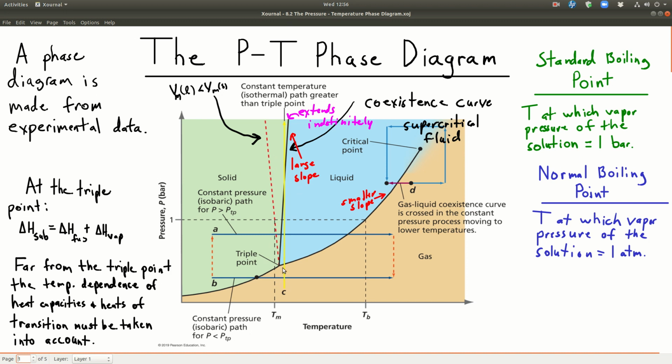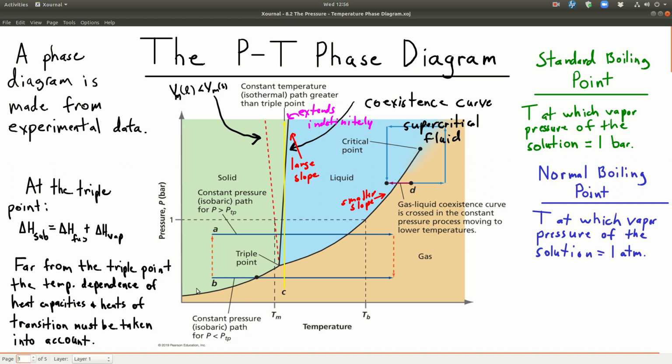On the other hand, if it's a normal substance where we have this positive slope for the solid-liquid coexistence curve, if we start down here, keeping the temperature the same, this is the yellow line right here. This is an isothermal line. So the gas becomes liquid as we increase the pressure at the same temperature, and then eventually we cross this line and the liquid becomes a solid at that same temperature.